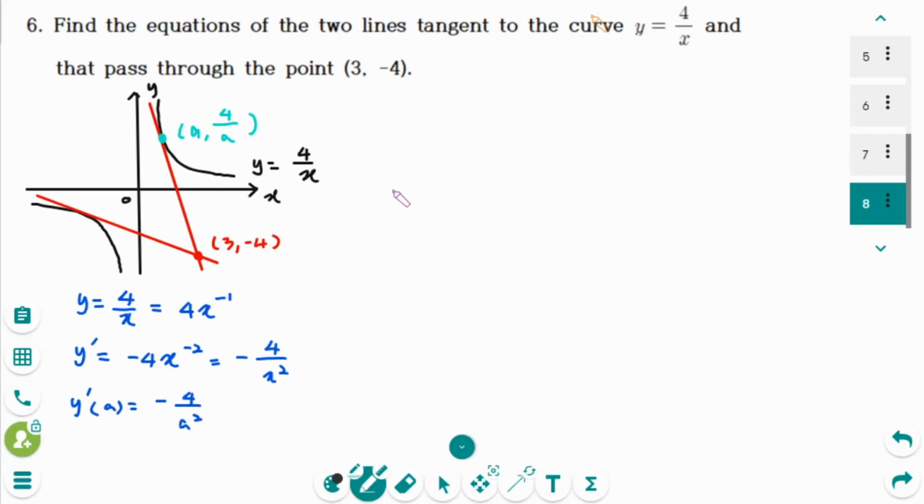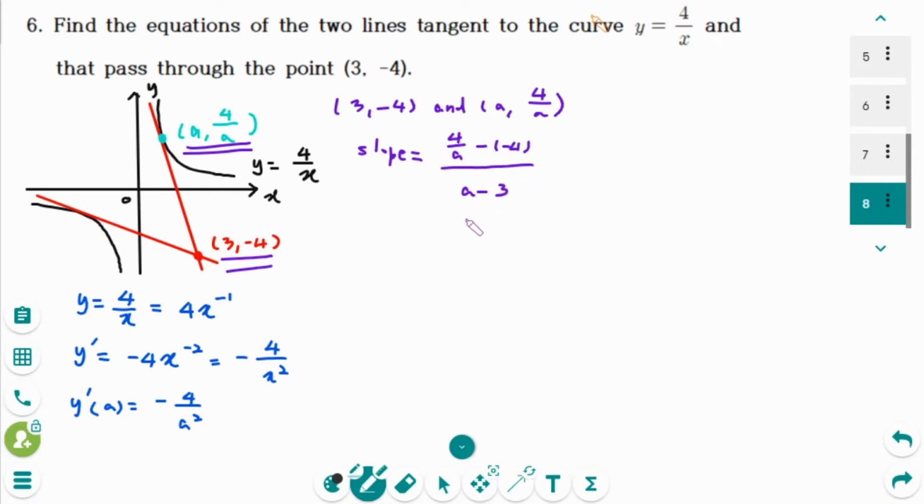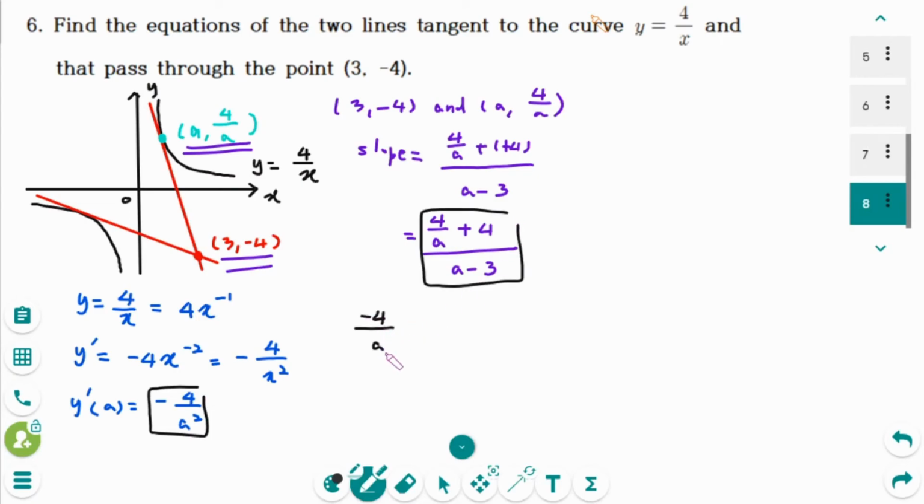Now find the slope of the tangent line with these 2 points. So (3, -4) and (a, 4 over a). The slope is 4 over a minus negative 4 over a minus 3, equals, make positive, 4 over a plus 4 over a minus 3. And then these two slopes are the same. So minus 4 over a squared equals 4 over a plus 4 over a minus 3.